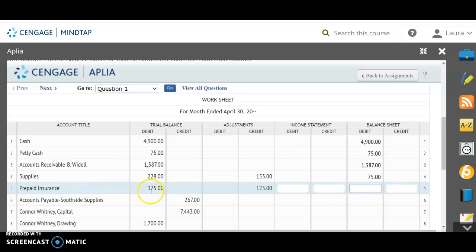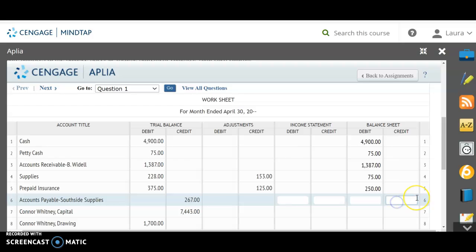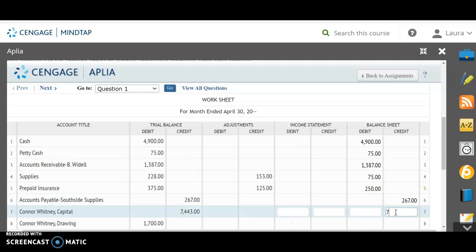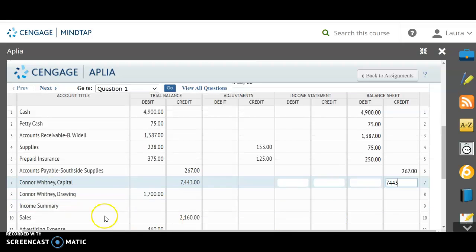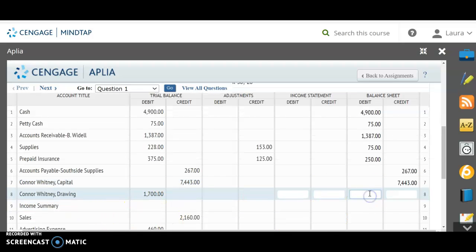Same thing with prepaid insurance. We have a beginning balance of $375. We have what we used of $125, so to find what does remain, we subtract, and we get $250. Our liability is a credit, so make sure you put it in the credit column. And our capital is a credit as well, so keep that as a credit. Our drawing is a debit of $1,700.